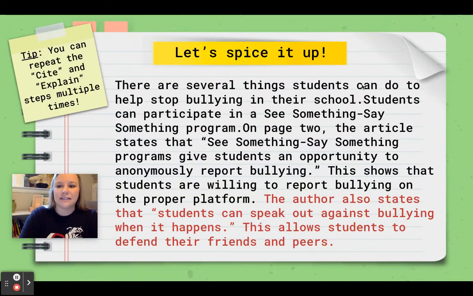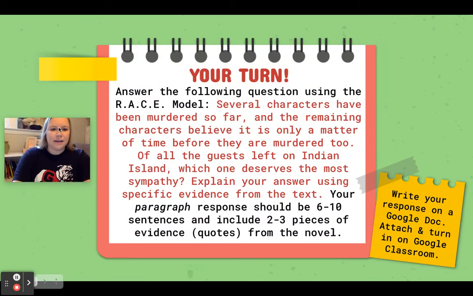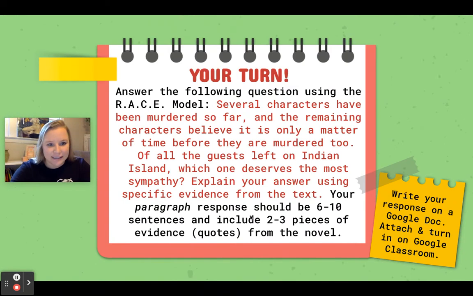Now, if we count our sentences again, we have 1, 2, 3, 4, 5, 6. That's more into the realm of what we are looking for, all right? So, your turn. Today, when I cut you loose, you are going to answer the following question using the R.A.C.E. model. Your paragraph response should be at least 6 to 10 sentences and should include 2 to 3 pieces of evidence or quotes from the novel.